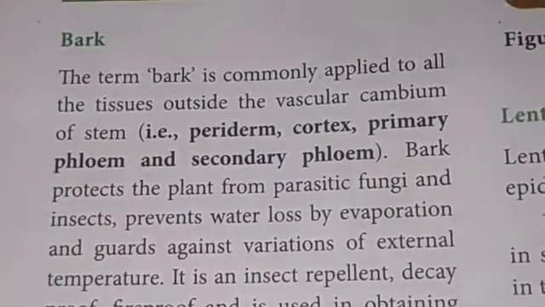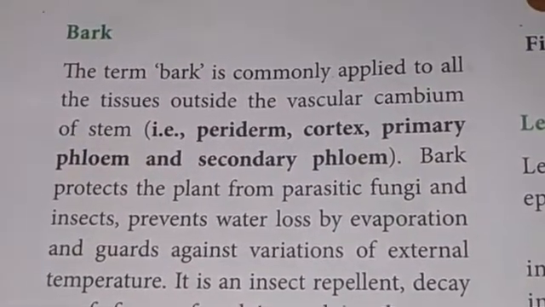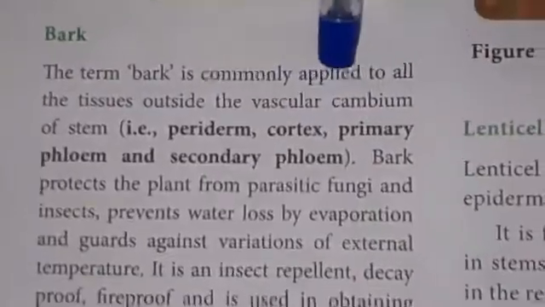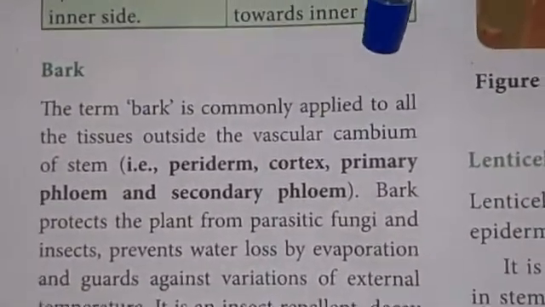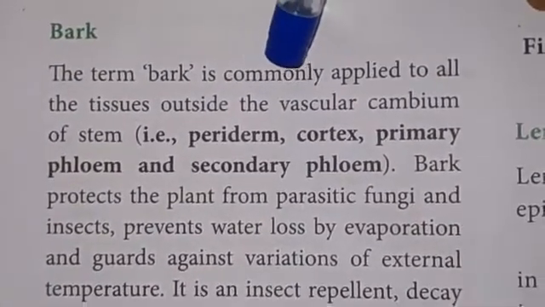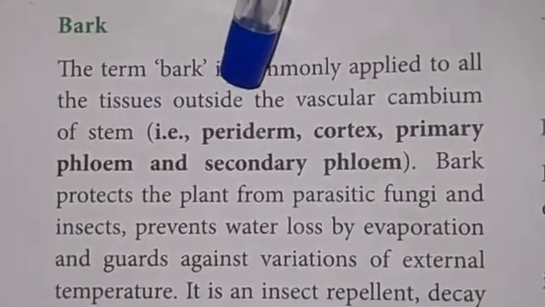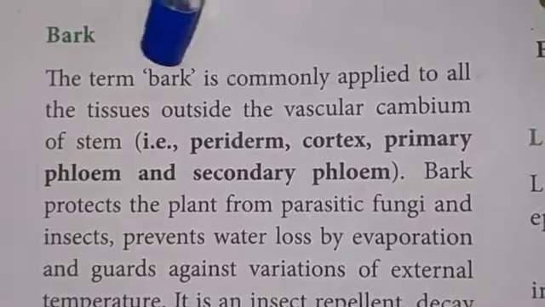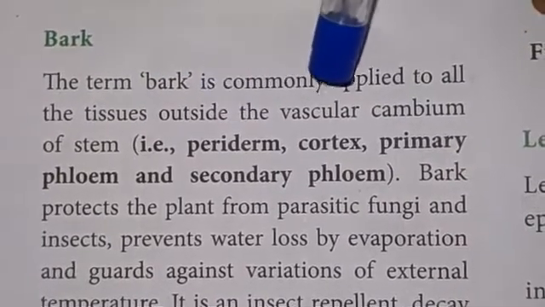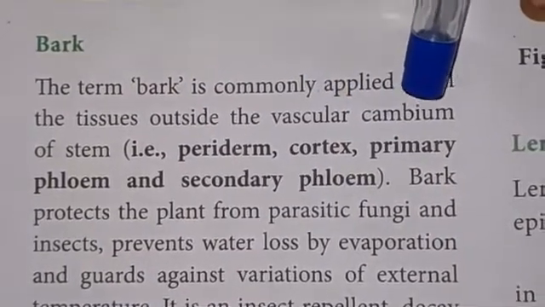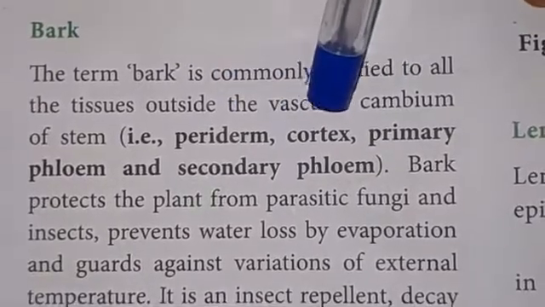Bark. The term bark is commonly applied to all the tissue outside the vascular cambium of the stem. That is, it consists of periderm, cortex, primary phloem and secondary phloem.